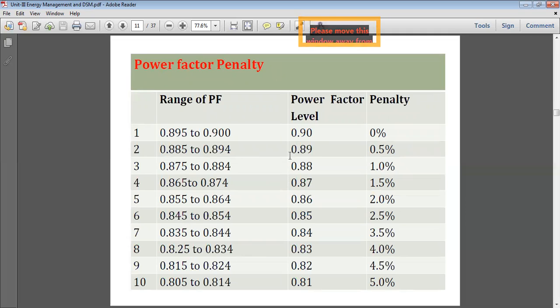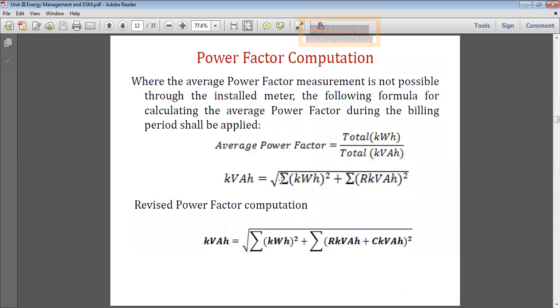Similarly, the power factor penalties are there, which we have already discussed. I have just taken some highlights of this. Now, this is the point which we have to consider very carefully: power factor computation. Earlier, we were measuring the average power factor, which is equal to the total kWh divided by the total kVAh.